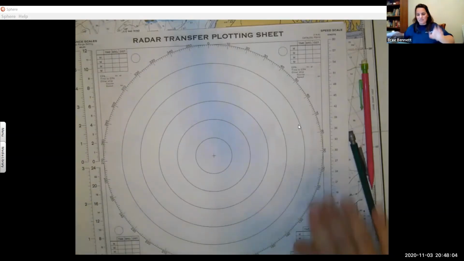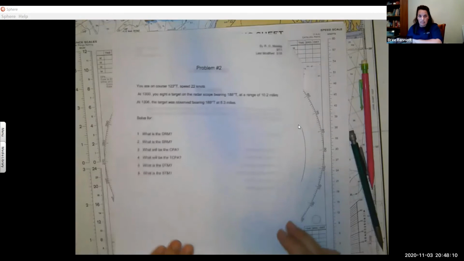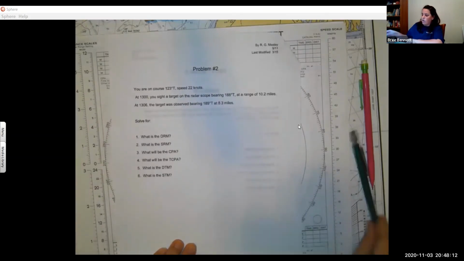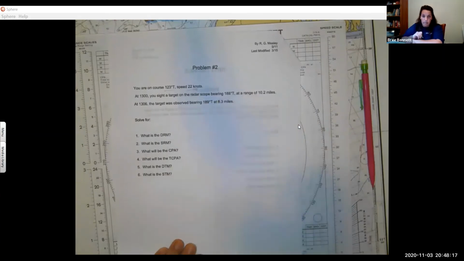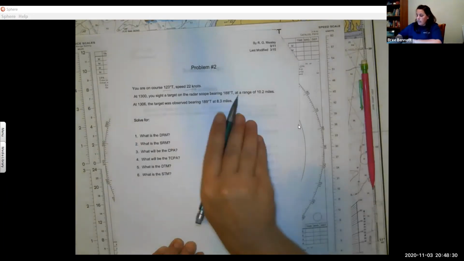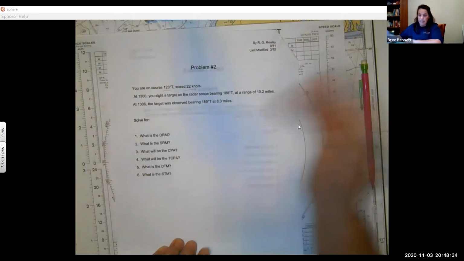Okay. So this one, we're thinking outside the box here. I'm looking at problem number 2. Our course is 123 true at a speed of 22 knots. So we are not on the due north track. We are changing it up. So our triangle is going to look a little bit different than how it's looked in all of our things, but we'll see it. You sight on the radar a target. 6 minutes later, you spot it again, plot.